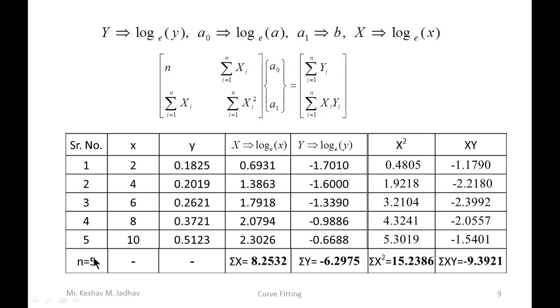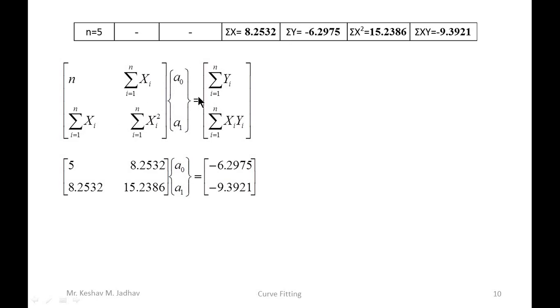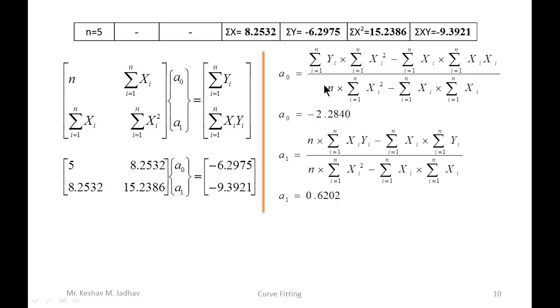So number of data points are 5. Then here we have calculated summation of x values, then summation of y values, then summation of x square values, and summation of x into y values. So here if you put these values in this matrix, then we can solve this matrix by using Cramer's rule, or you can use the Gauss elimination method. So here I have solved this matrix by using Cramer's rule. So if we use Cramer's rule, we will get formulas for A0 and A1, and by putting respective values, we will get A0 is equal to minus 2.2840 and A1 is equal to 0.6202.